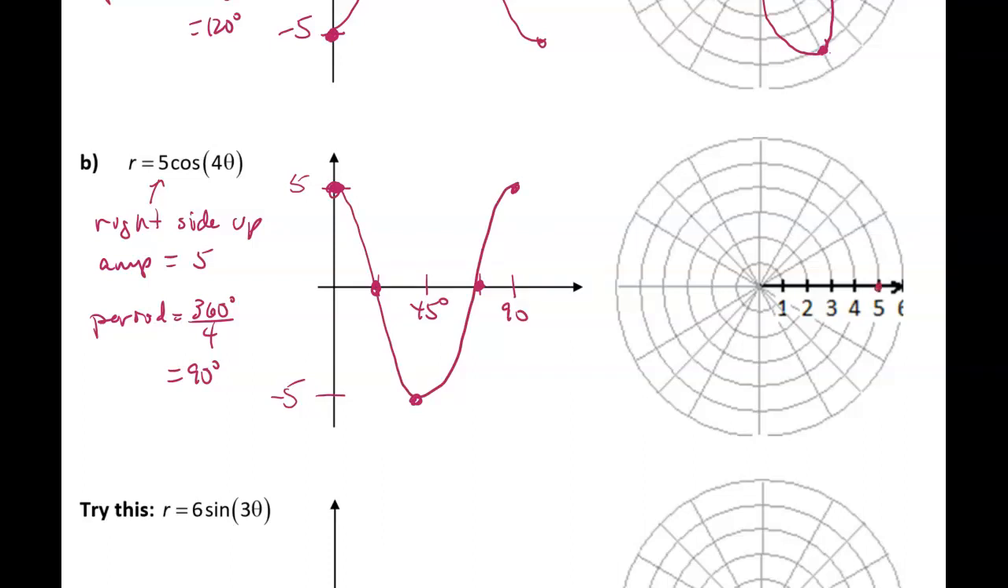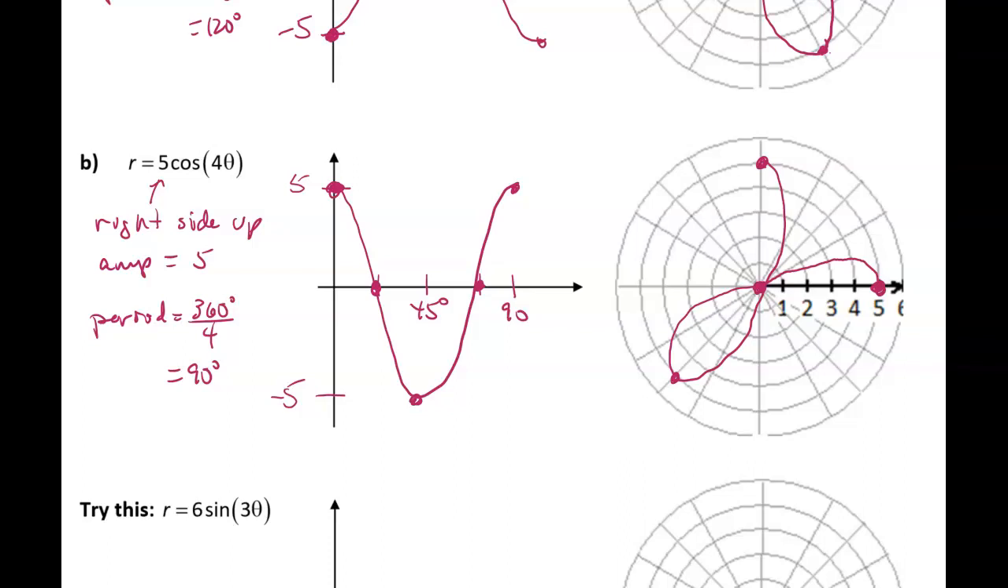So at 0 degrees, we have a radius of 5. And then somewhere at 22 and a half degrees, which I'm just going to kind of estimate, the radius goes to 0. By the time we get to 45 degrees, the radius is negative 5. And so that's in the opposite quadrant. Back to 0. And then by the time we get to 90 degrees, the radius is back up to positive 5.